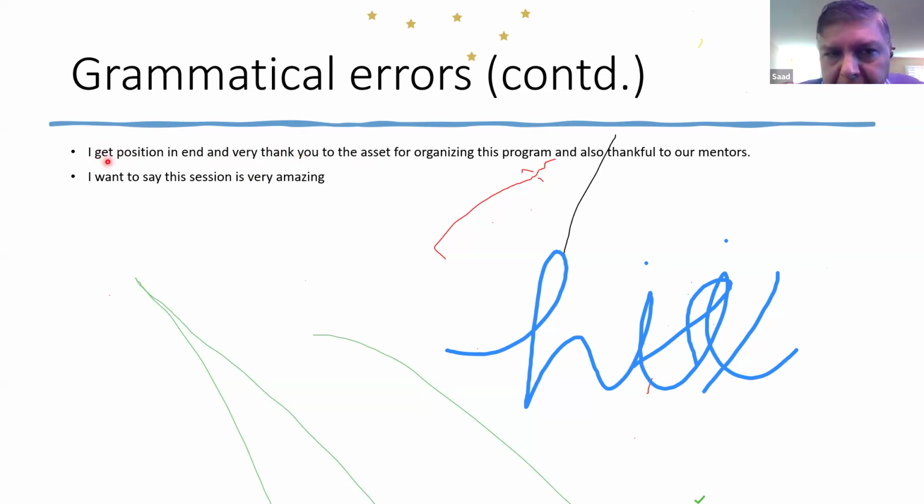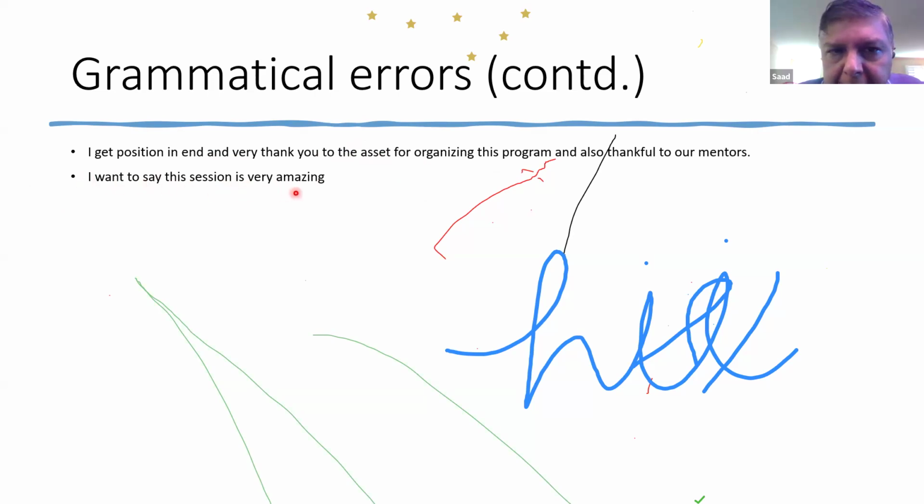So this one needs to be "I got", not "get". It's in the past tense, not the present tense. I got such and such position and I want to say thank you to Asset. You can't say "and very thank you to Asset". Or you can say "and thanks to Asset". Then you have to remove this "the". "The" is an article, by the way, if you know, right? A, an, and the. This is a definite article that people make a lot of mistakes with. It's only used with specific nouns, whether collective or singular. But we can get into this later on.